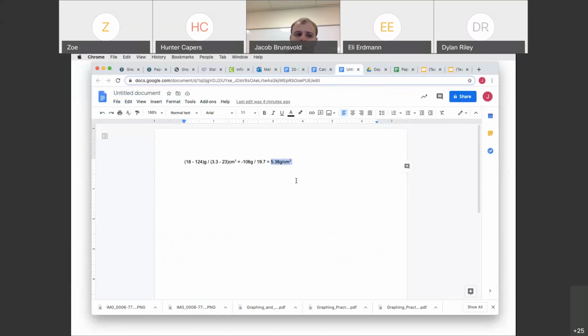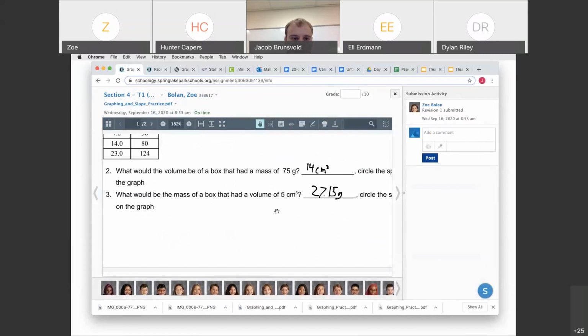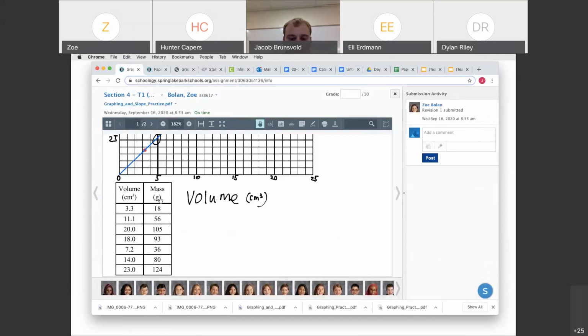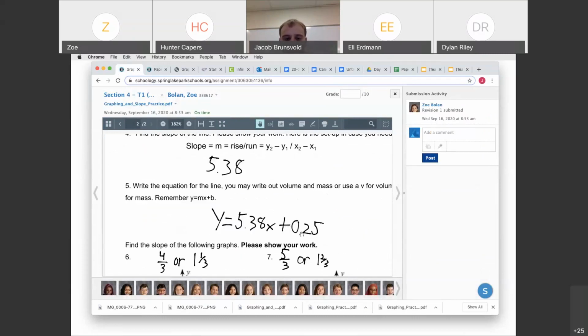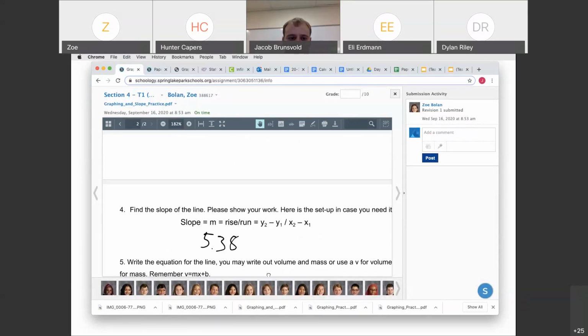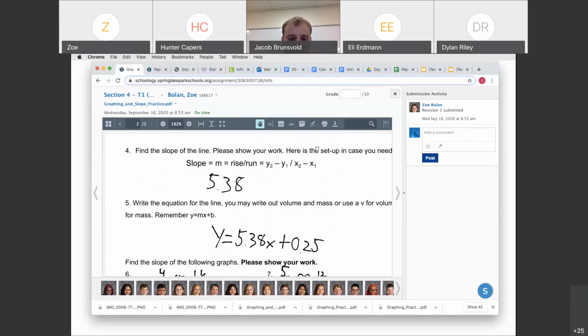And then for the y-intercept, that should always have the same units as y. So y was mass. Mass is in grams. So really, this should be 0.25 grams. And keep in mind that I haven't actually checked the number, so it might be different than 0.25, but the way you figure it out is you take one of your points, let's say 124 and 23, you plug in 124 for y, you plug in 23 for x, and then you solve for b. So you would write b in as a variable and solve for it.